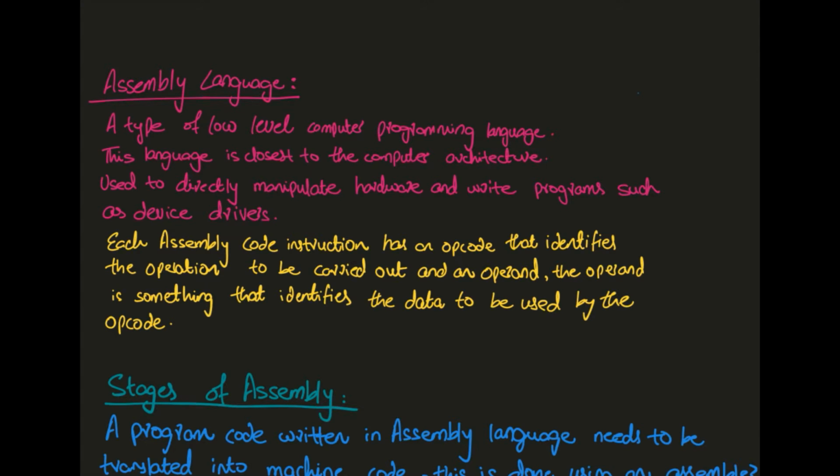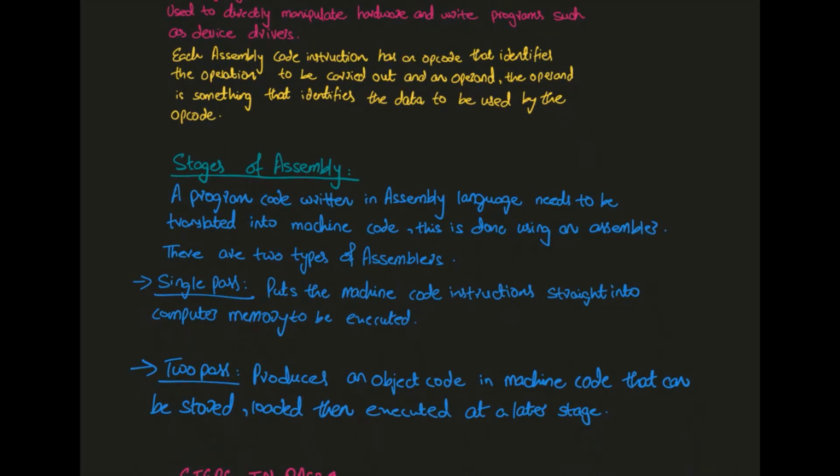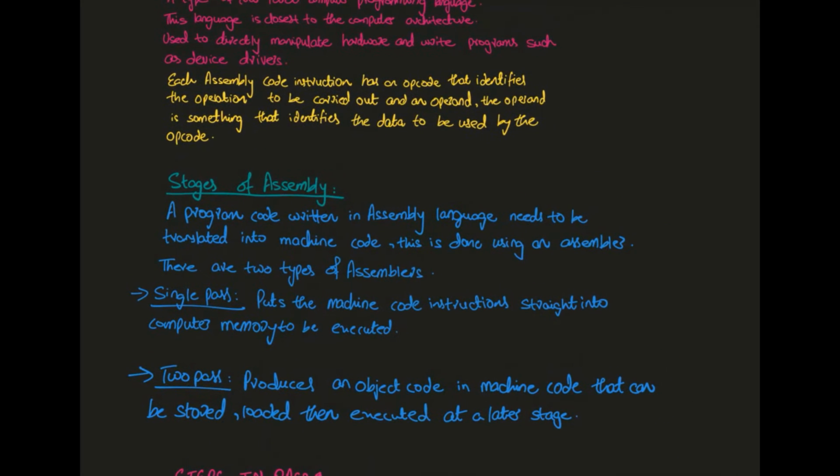Now we move on to the stages of assembly language. There are two stages. First, let's go over what it is. Here we can see a description of it. A program written in assembly language needs to be translated into machine code, which is really important here, and this is done using an assembler. The assembler is the translator here.